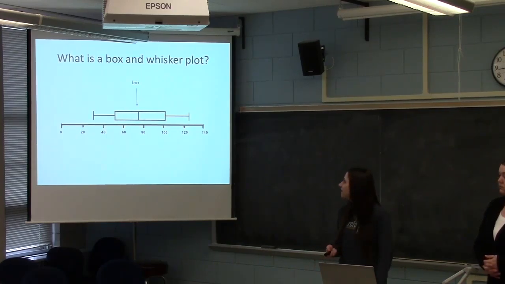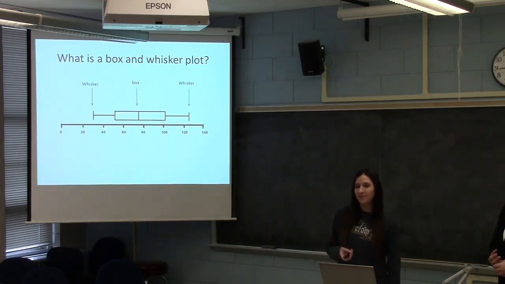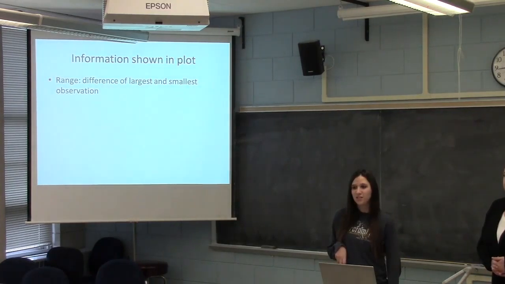The rectangle in the center is called the box, and the two parts that are attached to the rectangle are called the whiskers, hence the name box and whisker plot. The box and whisker plot shows a lot of information.